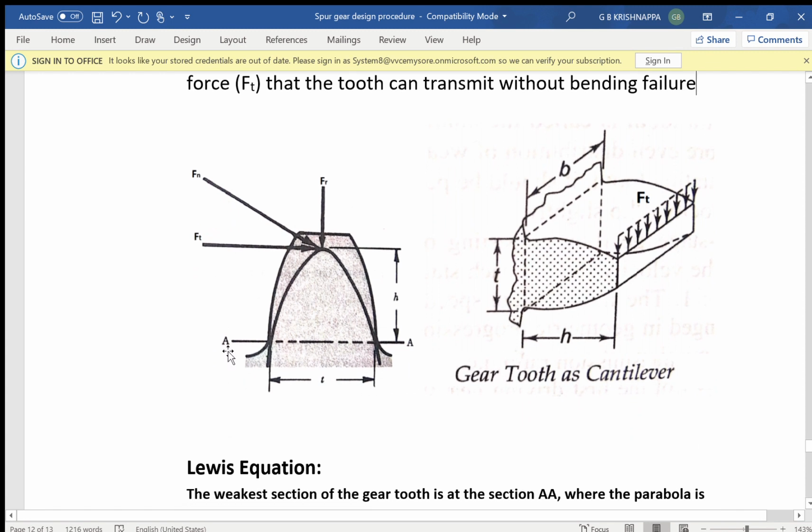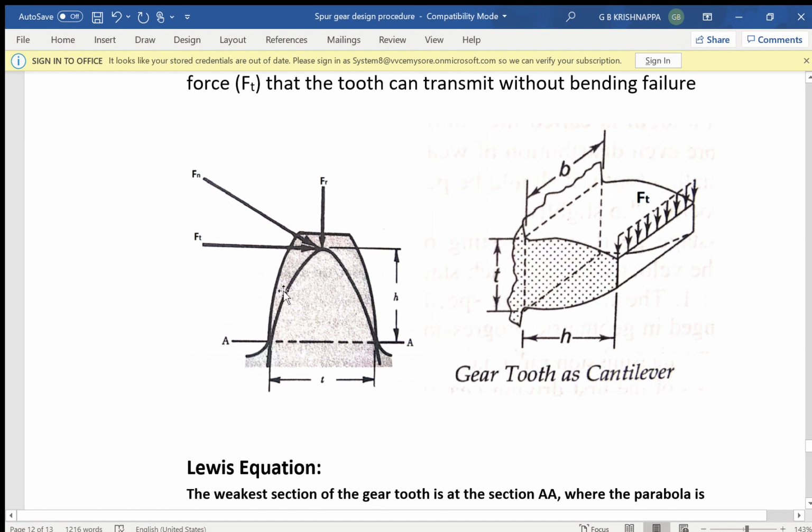So let us consider a tooth which is subjected to a normal force Fn as shown here. This force is resolved into two components, a radial component vertically, that is Fr, and a tangential component horizontally as shown. This Fr induces compressive stress. The compressive stress is small, hence it is neglected. Whereas this tangential force Ft induces a considerable amount of bending stress at the root.